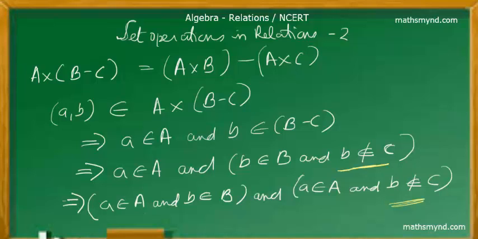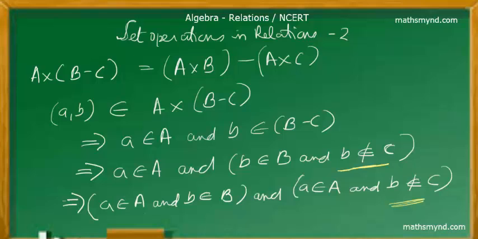Let us go to another operation on relations, and this time we are dealing with the Cartesian product of A and the operation B minus C being equal to the Cartesian product of A and B minus the Cartesian product of A and C.